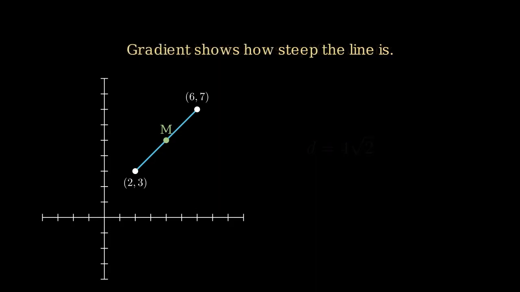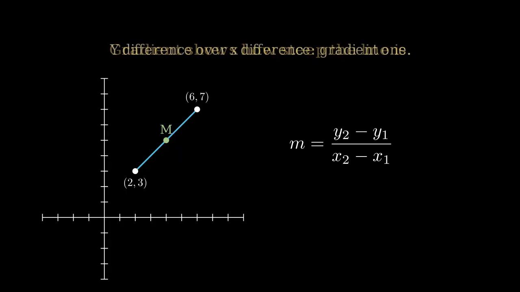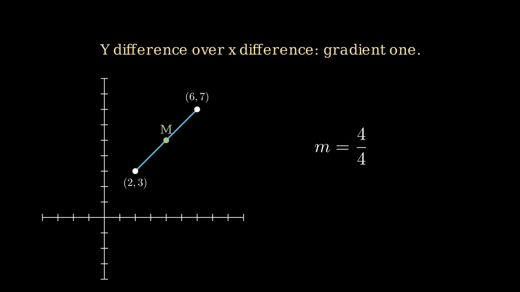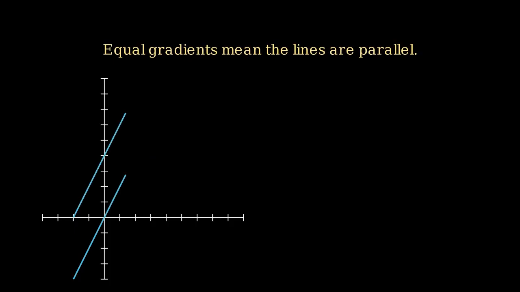Now the gradient, which tells you how steep the line is. The formula is the y difference divided by the x difference. The y difference is 4, and the x difference is 4, so the gradient is 4 divided by 4, which equals 1. Two lines are parallel exactly when their gradients are equal.